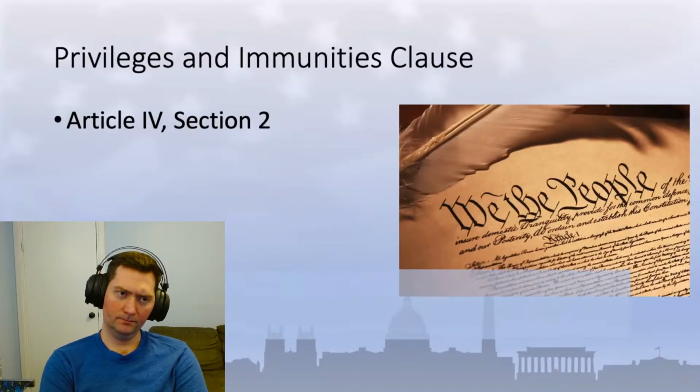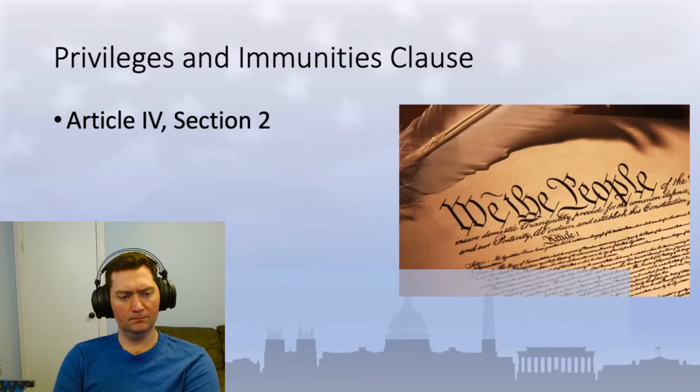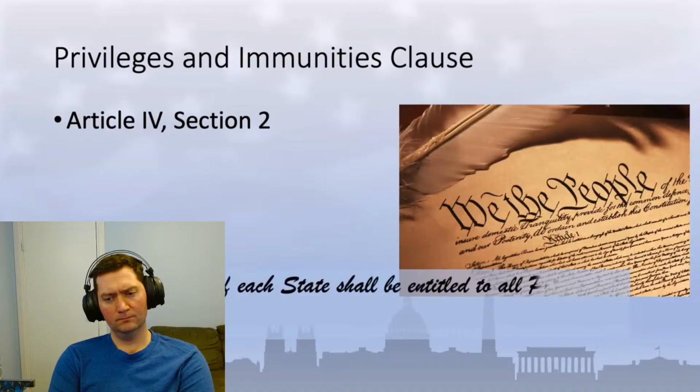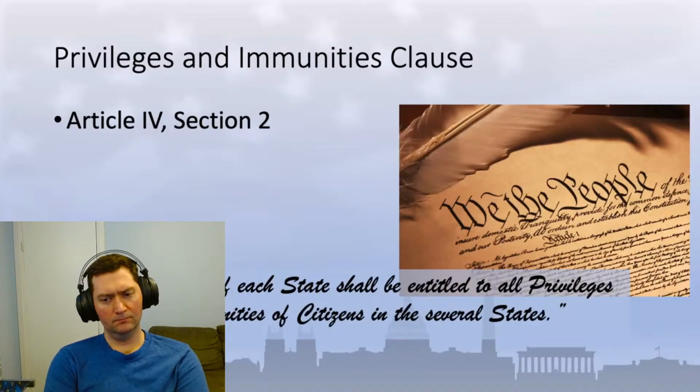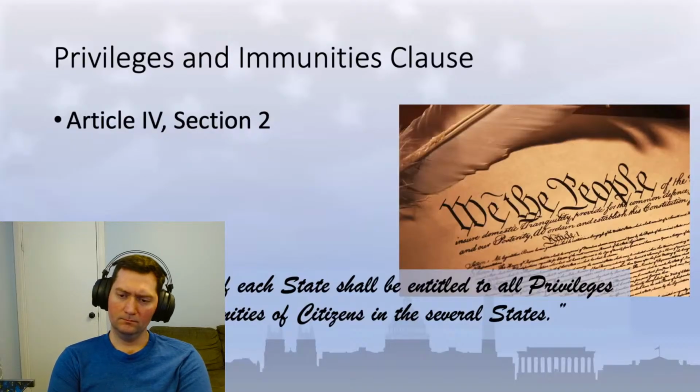Article 4, Section 2 of the Constitution is the counterpart to the Full Faith and Credit Clause. It provides that the citizens of each state shall be entitled to all privileges and immunities of citizens in the several states. This prevents states from discriminating against citizens of other states by denying them certain fundamental rights and privileges. It provides for the free movement of people and goods across state lines by ensuring that the citizens of one state are not treated unfairly or differently from the citizens of another state.